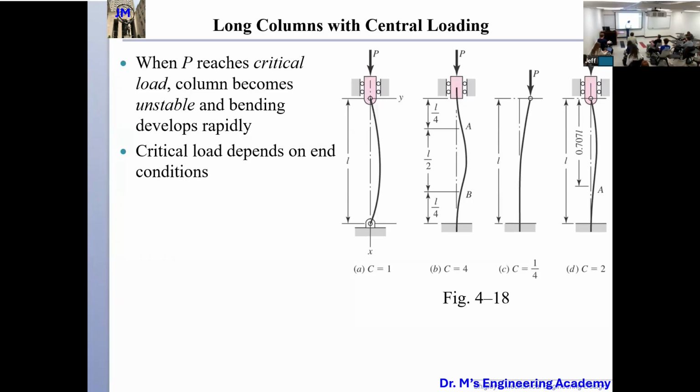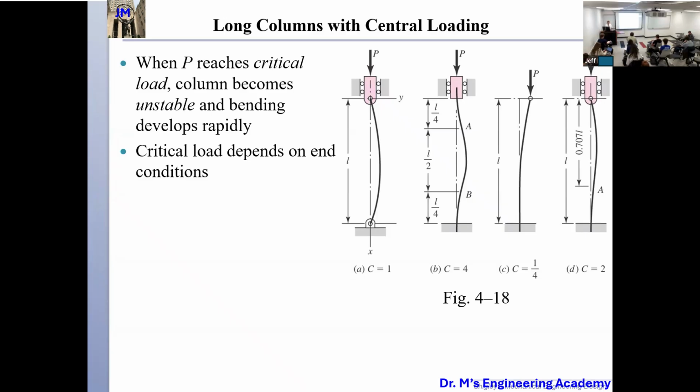The second one is fixed at both ends. Fixed means it cannot translate and cannot rotate. The third one is where this end is fixed, but this end is free. After you apply load, it will move here. The last one is where one end is fixed and the other is pinned. So in total we have four case scenarios.